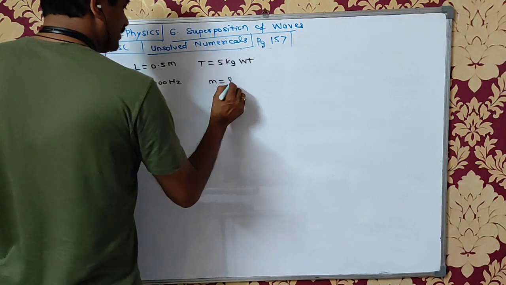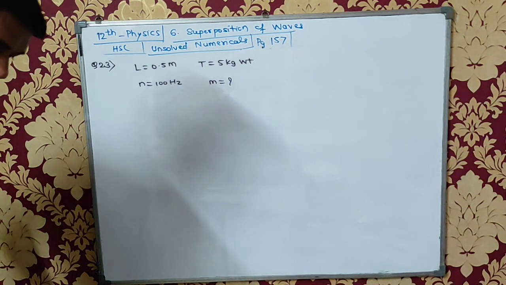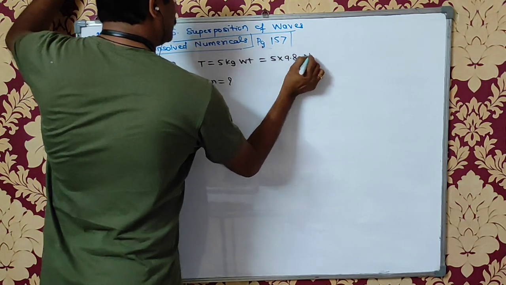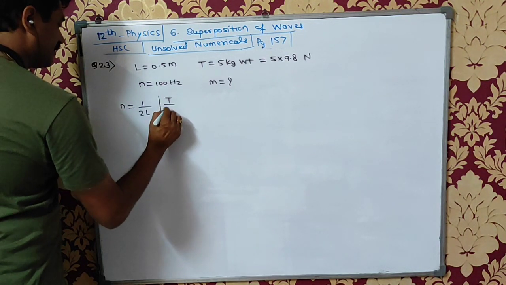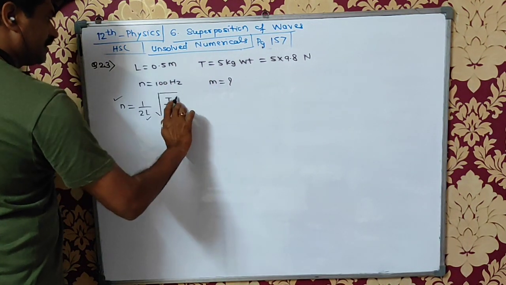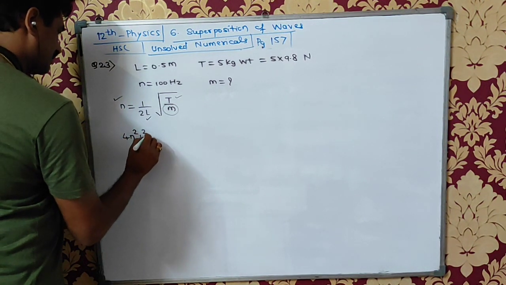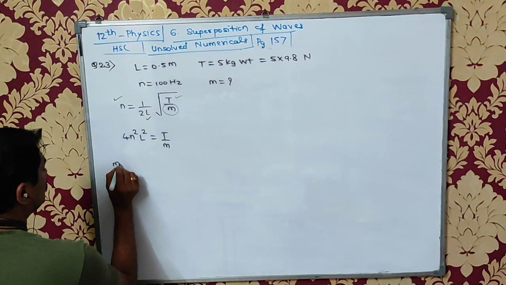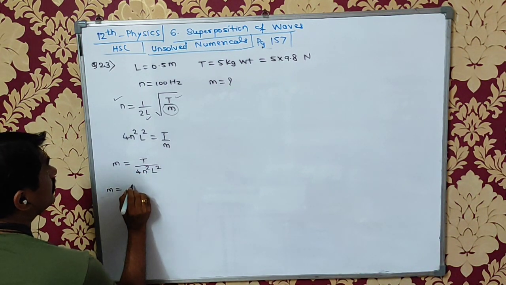Linear density मतलब mass per unit length. It's a very simple formula, substitution and answer type of question. कर लीजिएगा substitute. पर tension होगा 5 into 9.8 Newton. So N is equal to 1 upon 2L square root of T upon M. मुझे N पता है, L पता है, T पता है और M फाइंड आउट करना है. Squaring and cross multiplying, 4 N square is equal to T upon M. M is equal to T upon 4 N square.